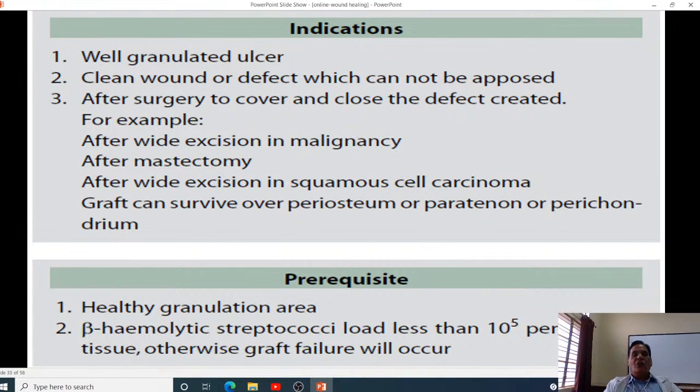So, indications for an autograft are a well granulated ulcer, clean wound, many times after malignancy, large area, many times after breast removal, mastectomy, wide excision of squamous cell area, and graft can survive over the periosteum if it is a full thickness graft. So what do we require? Healthy granulation tissue or a primary grafting. But the load of hemolytic streptococci should be less.